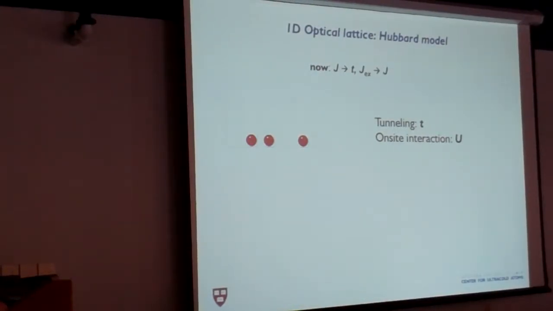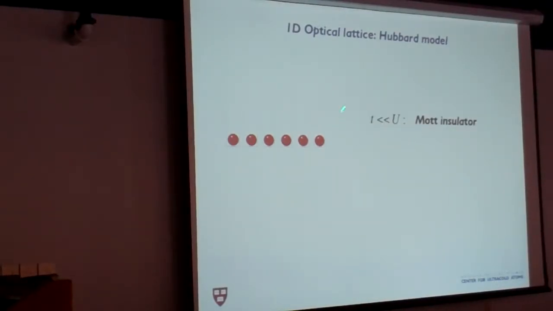Okay, so what can atoms do in the lattice? They can tunnel, we said, to the next site. They can interact. So if you have two atoms on the same site, this will raise the on-site interaction energy. Now, this means that if the interaction is dominant, and there's not much tunneling, then you will get a Mott insulator with one atom everywhere, because double occupancy is energetically too costly. The neighbors, you can only reach in virtual processes.